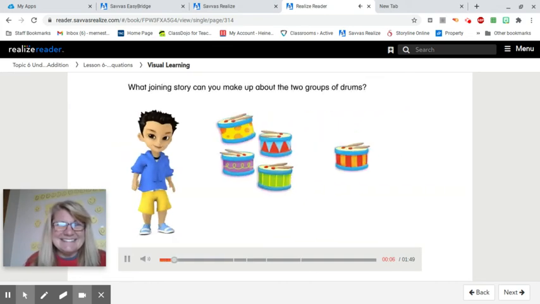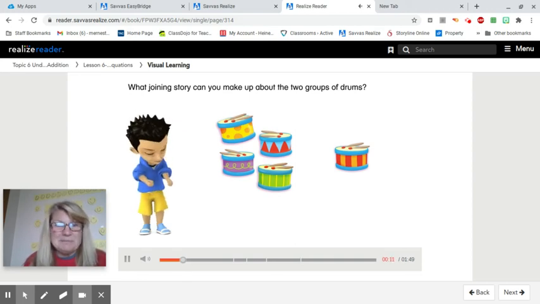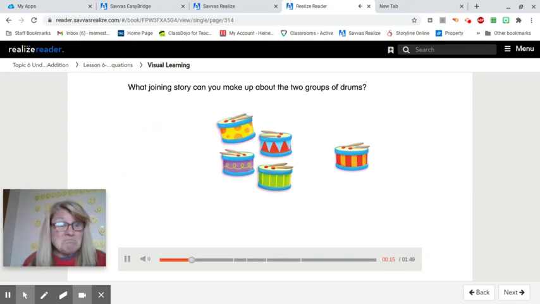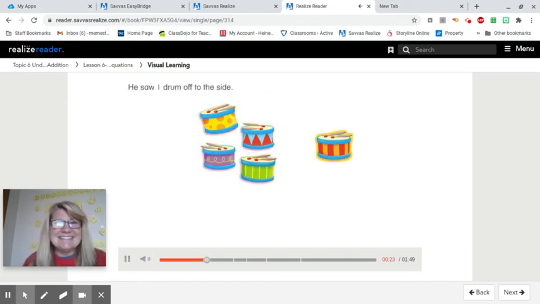What joining story can you make up about the 2 groups of drums? I like to play the drums. You like the drums? I think they're kind of loud, but I think they're cool. You could say that Daniel saw 4 drums together on the floor. He saw 1 drum off to the side. How many drums did Daniel see in all? Let's find out. And what do we do to find out?